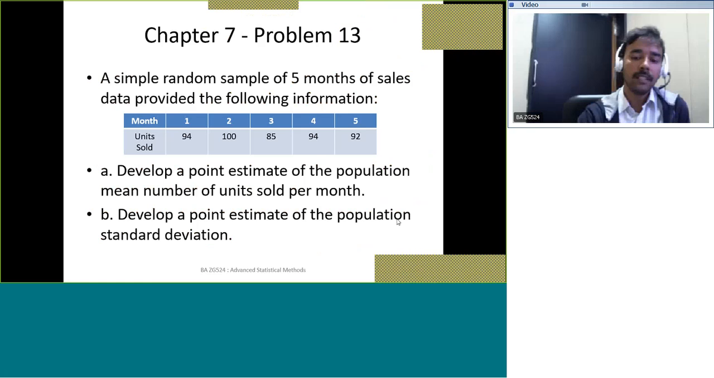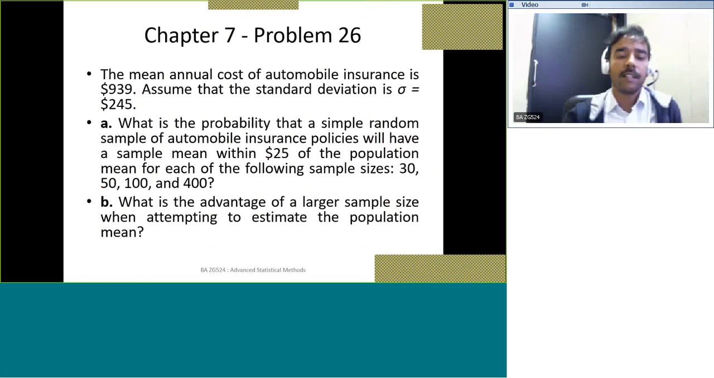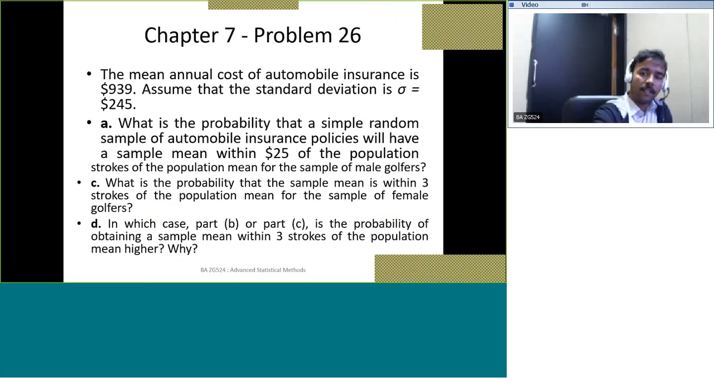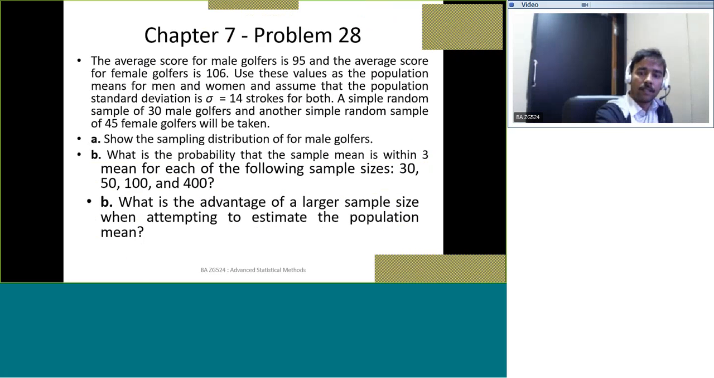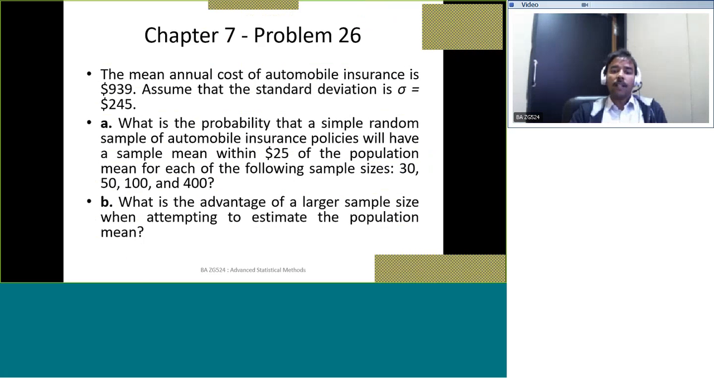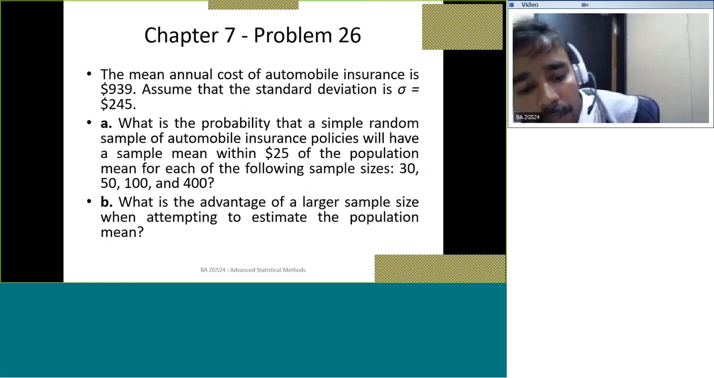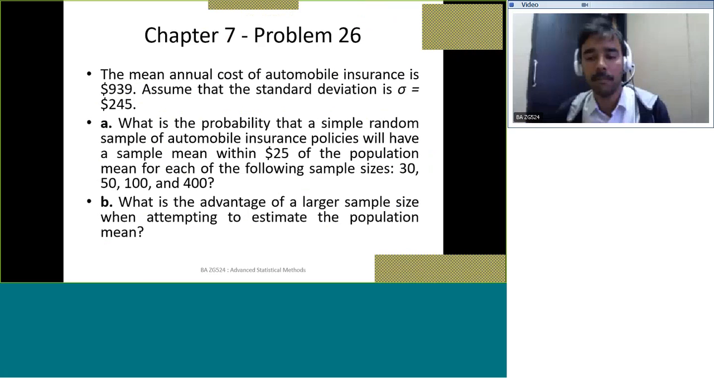Sorry. Now, we'll go to the next question. The mean annual cost of automobile insurance is $939. It is problem number 26. We'll go a little faster. What is the probability that a simple random sample of automobile insurance policies will have a sample mean within $25 of the population mean for each of the following sample sizes? What is the advantage of a larger sample size when attempting to estimate the population mean?